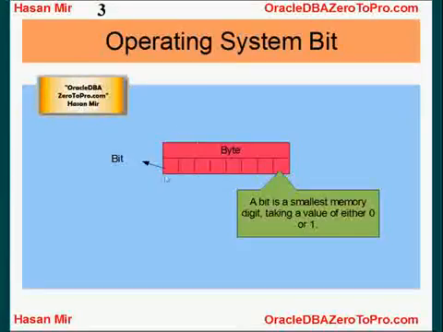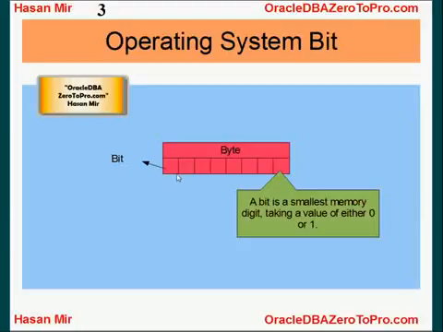Okay, so forget about the database for a while, and let's talk about bits. What is a bit at operating system level? Okay, let's talk about the raw operating system. A bit is the smallest memory unit that can contain either 0 or 1. So you can think of a bit as a small wire on the computer hardware. If there is a current in the wire, then it's 1. If there is no current, then it's 0. And that is in reality what a bit is.